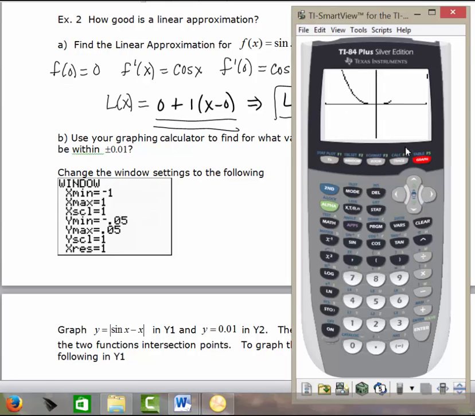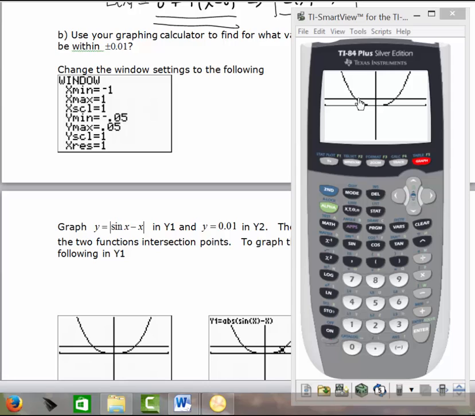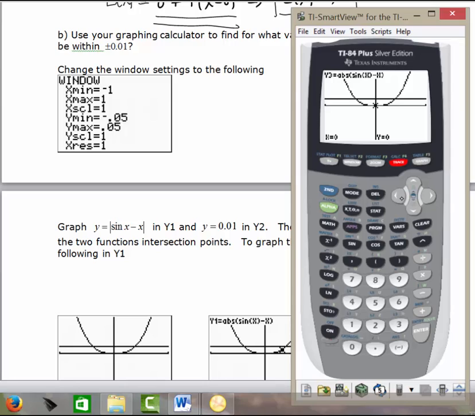So here's our error, and here's the graph of y equals 0.01. Now we just want to find out for what values of x our error will be between negative 0.01 and 0.01. Let's hit trace. I want to find the intersection point between the error function and the line y equals 0.01. I want to find out where they intersect.